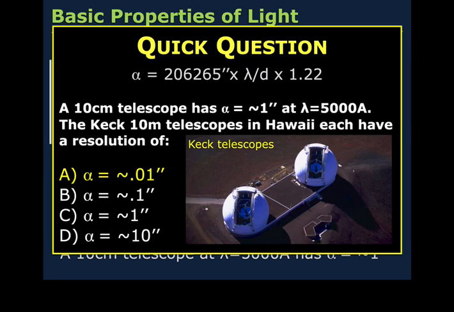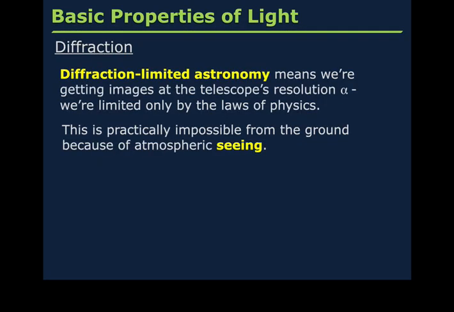This tells us in theory how sharp an image from the Keck telescopes should be, but this is describing what's called diffraction-limited astronomy. It tells us that we're getting images at the telescope's resolution of alpha. We're limited only by the laws of physics and optics and light. This never happens from the ground because of something called atmospheric seeing. Seeing is the term that astronomers use for basically our atmosphere messing with us. We see little turbulent eddies and motion in our atmosphere that wind up effectively blurring the images that come down to the ground and get captured by our telescopes.